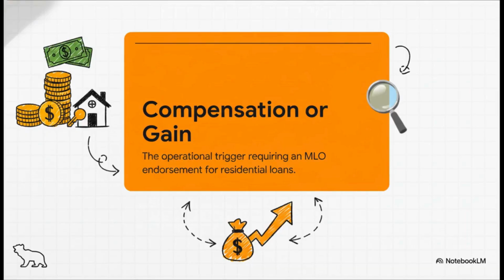The operational trigger requiring an MLO endorsement is highly specific. A California real estate licensee needs this if they take residential loan applications, negotiate terms, or service loans specifically for compensation or gain. It is not about what job title is printed on your business card. It's entirely about the specific actions you perform for money.